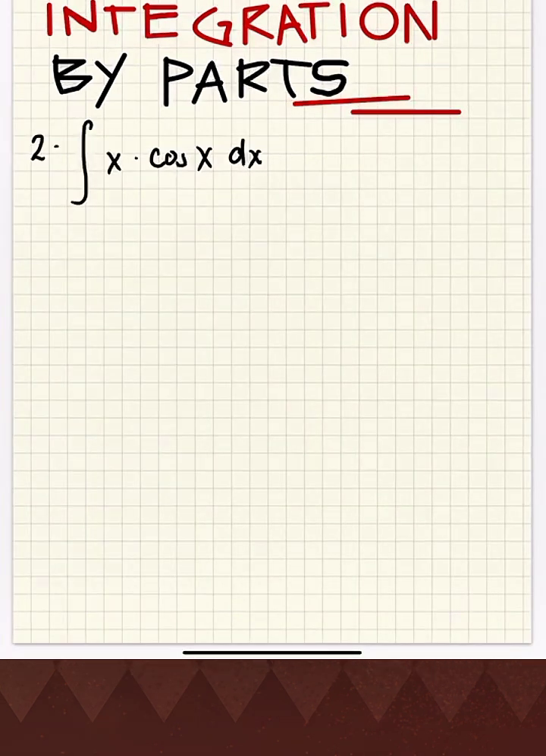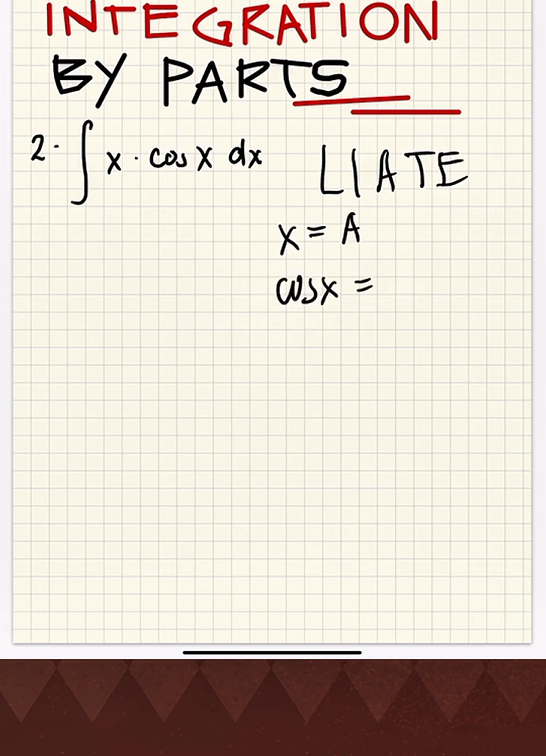This is our second problem, which is the integral of x multiplied by cos x dx. So apply the LIATE, right? What will be our x? So x is algebraic, and cos x is, what is this? Trigonometric. So our x will be our u, since algebraic comes first before trigonometric. And our cos x will be our dv.